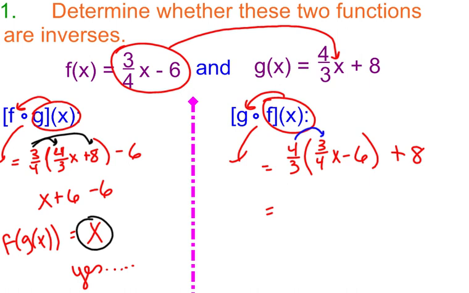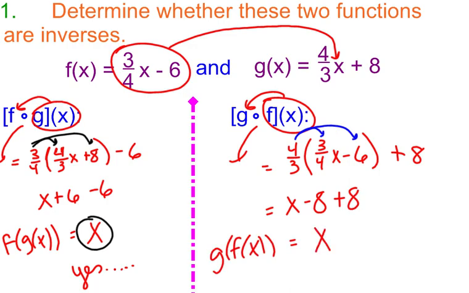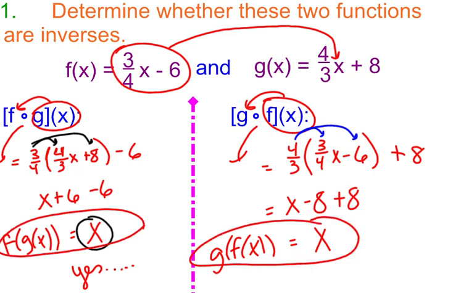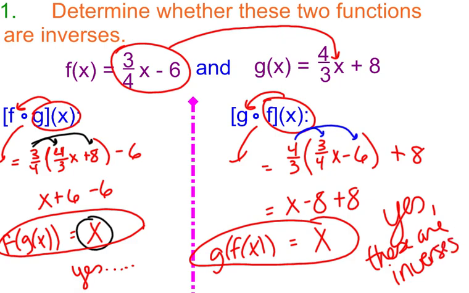Again, I'm going to go ahead and distribute here. 4/3 times 3/4 x equals 1x. 4/3 times a negative 6 is a negative 8, and then I bring down my plus 8. So I have g of f of x equaling x. Again, it worked. So by having it equal x twice, I can now say, yes, these are inverses.